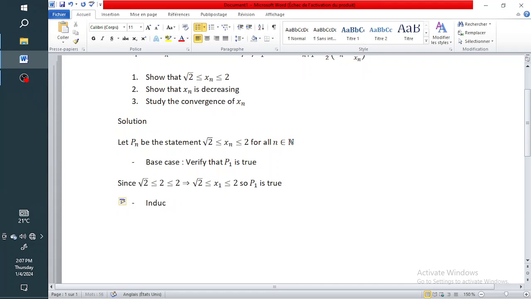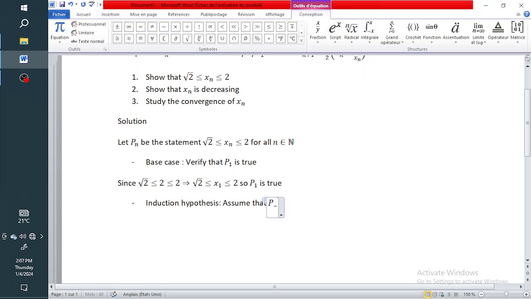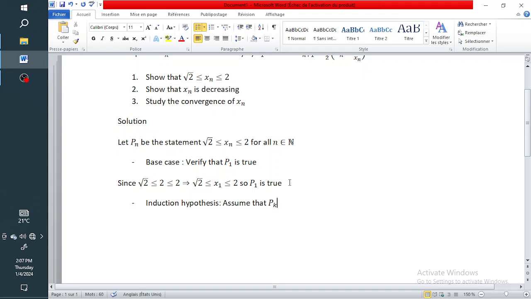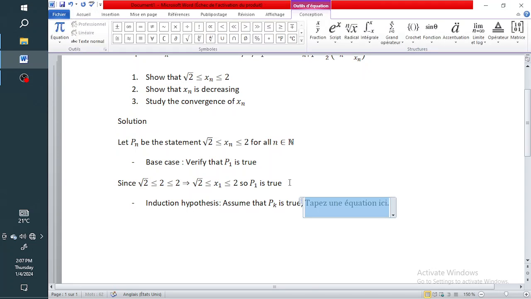Now the next thing is what we call the induction hypothesis. Sorry for the bad spelling. Here we have to assume that the statement is true for a certain value of n, which is we take n equal to k. So we assume that P of k is true. So what does this mean? This means that root 2 is less than or equal to x of k less than or equal to 2.